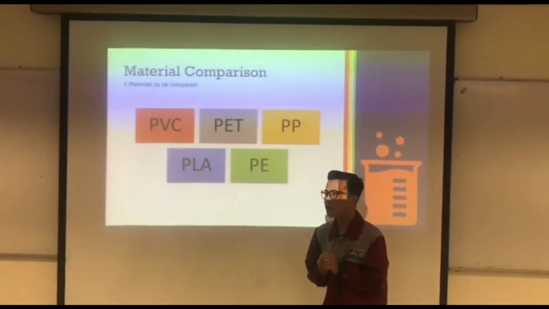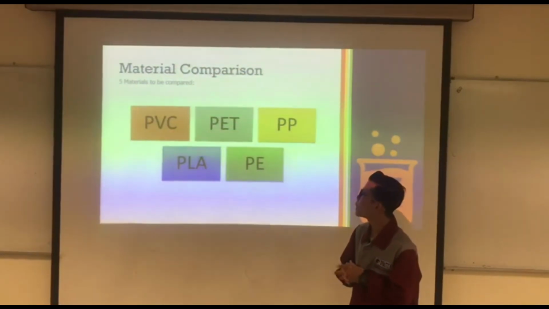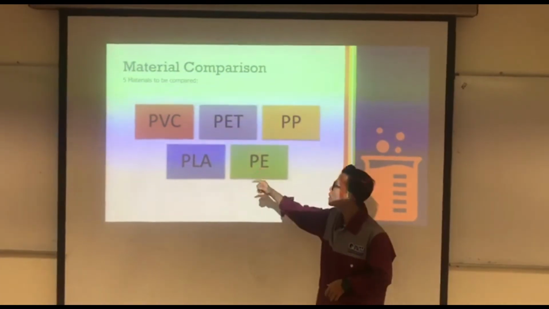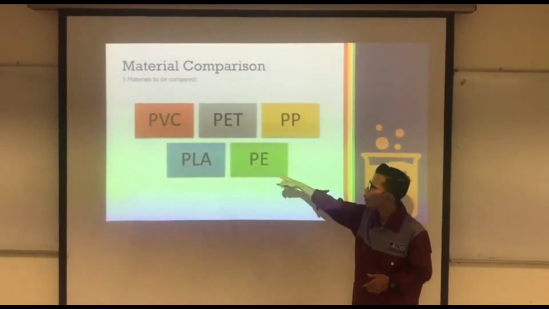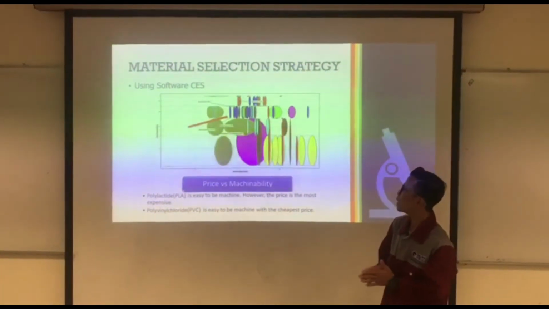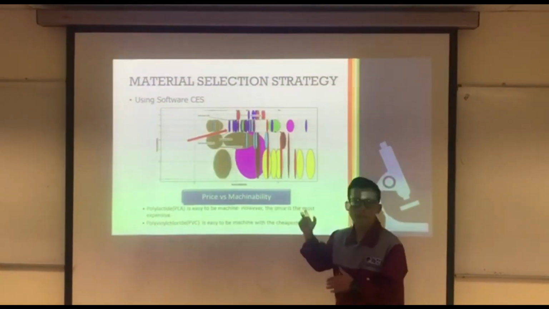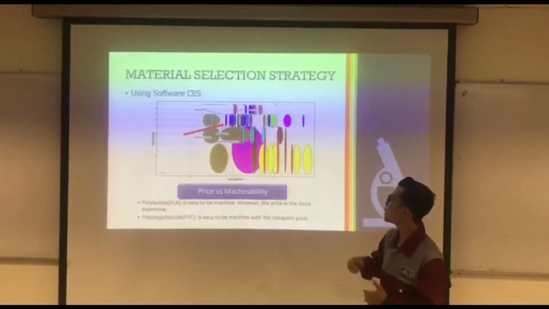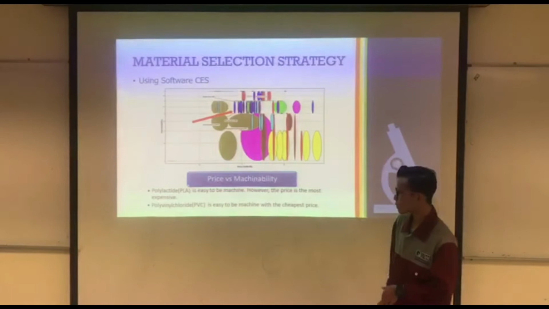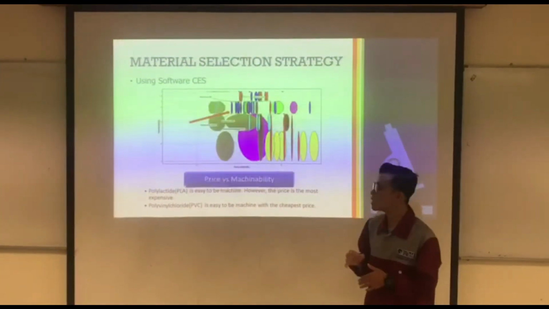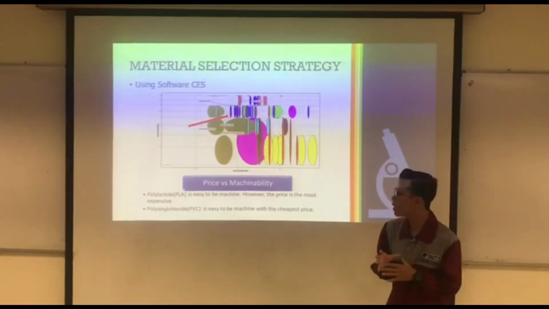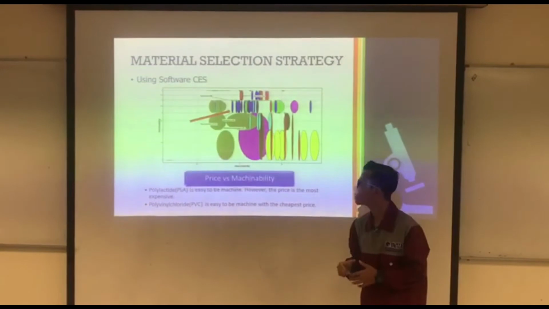So we compare five materials. First is PVC, second PET, third PP, fourth PLA, and the last is PE. We are using CES software. This table shows price versus machinability. PLA is easy to machine, however the price is the most expensive, and PVC is easy to machine with the cheapest price.